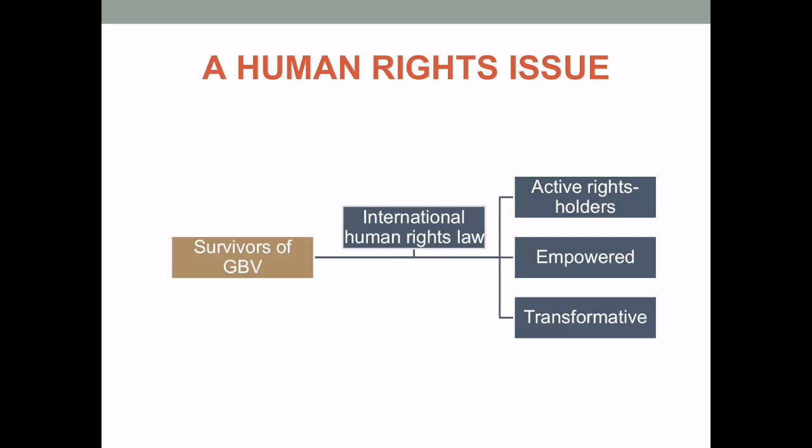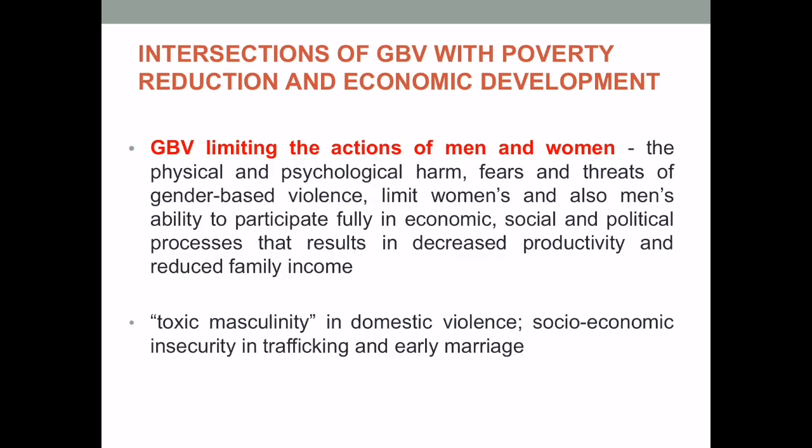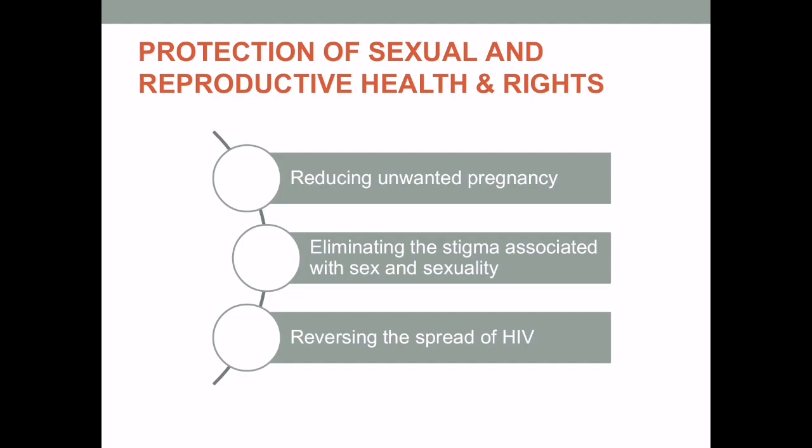It's a human rights issue. Survivors of GBV can become active rights holders and can become empowered and transformative human beings if only intermediated by international human rights efforts. It is intersected with poverty reduction and economic development. Because of addressing GBV, we can reduce unwanted pregnancy. We can eliminate the stigma associated with sex and sexuality, and we can reverse the spread of HIV.